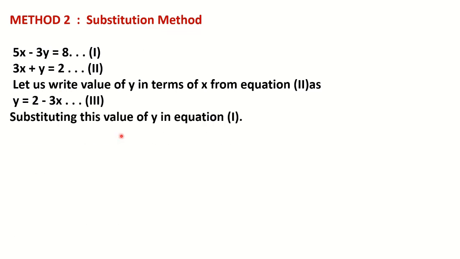So we are going to substitute this value of y in equation 1. Equation 1 is 5x minus 3y is equal to 8. In place of y, I am going to write this value, and while writing, you will write it in brackets. So 5x as it is, minus sign as it is, 3 as it is. In place of y, we write 2 minus 3x. Substitution is done, equal to 8. All the remaining terms are as they are. Only y is replaced by 2 minus 3x.